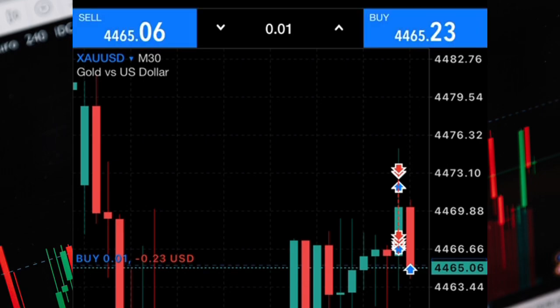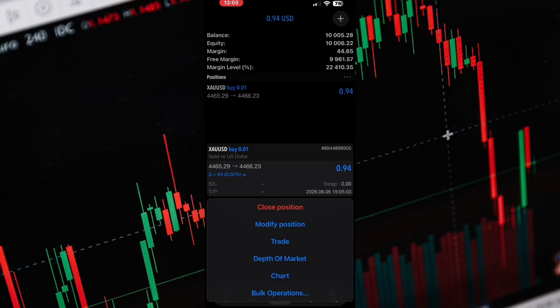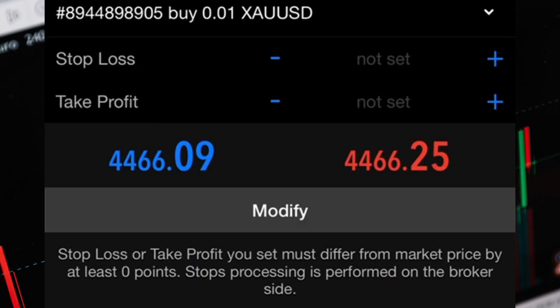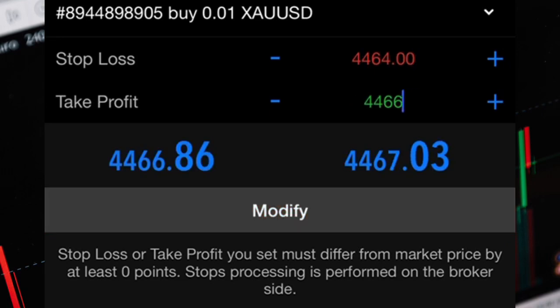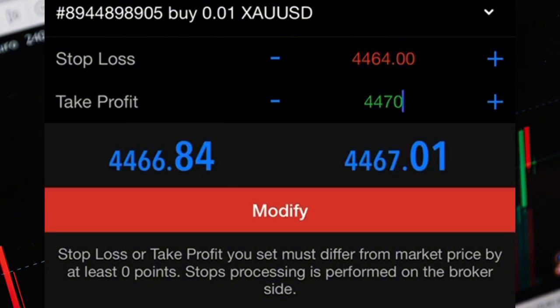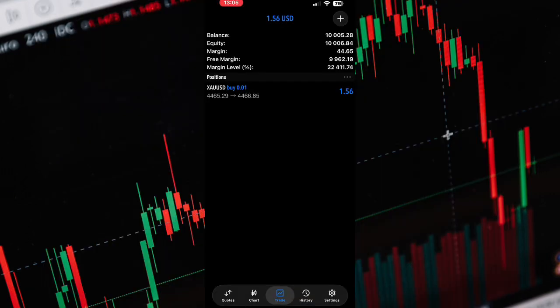So we'll put a buy trade at 44.65 points something. We click it and modify position. So you set your take profit point and stop loss point. Let's say stop loss at 45.64, for example, then take profit point at 45.70. All right. Then modify. Now, we are already in profit.